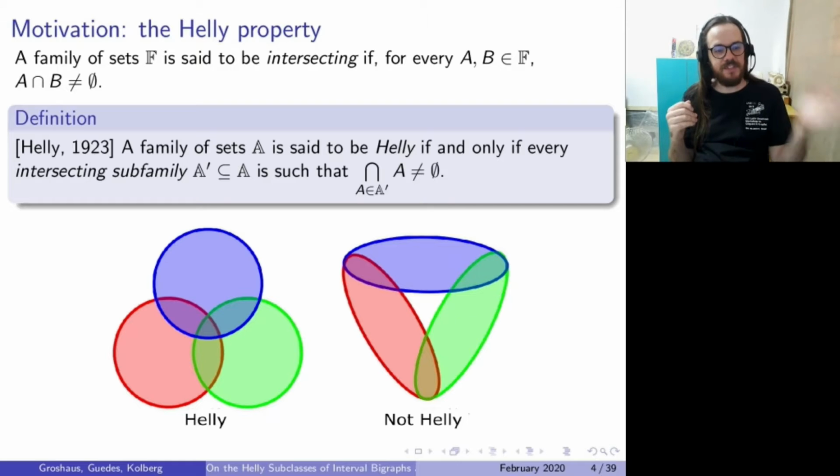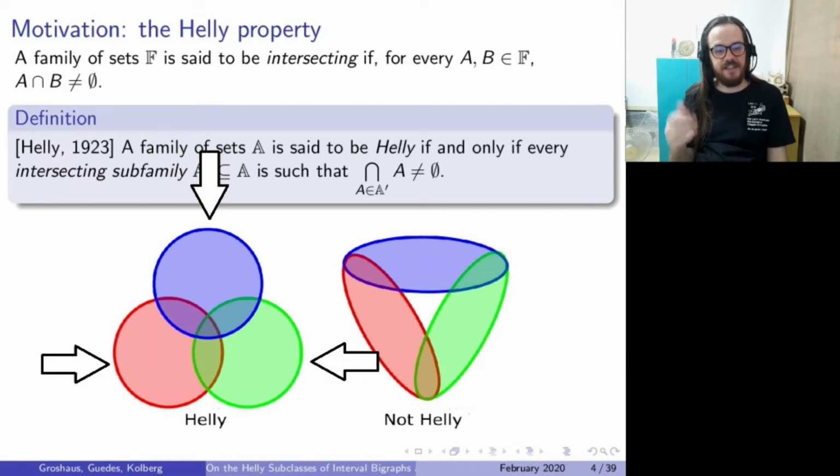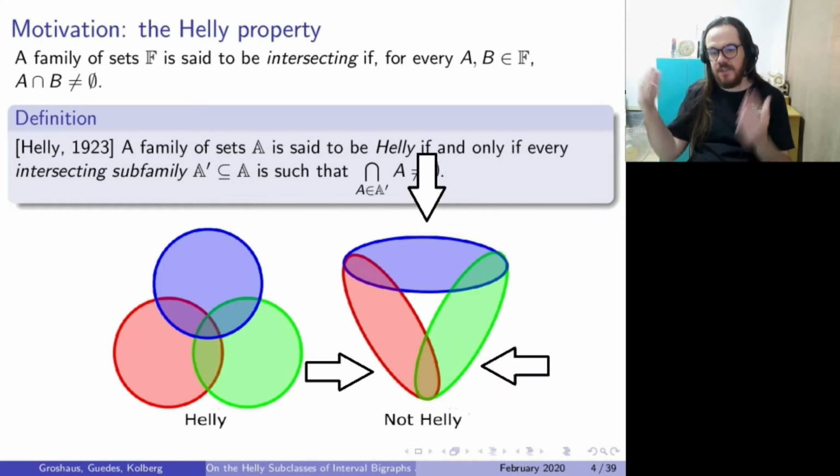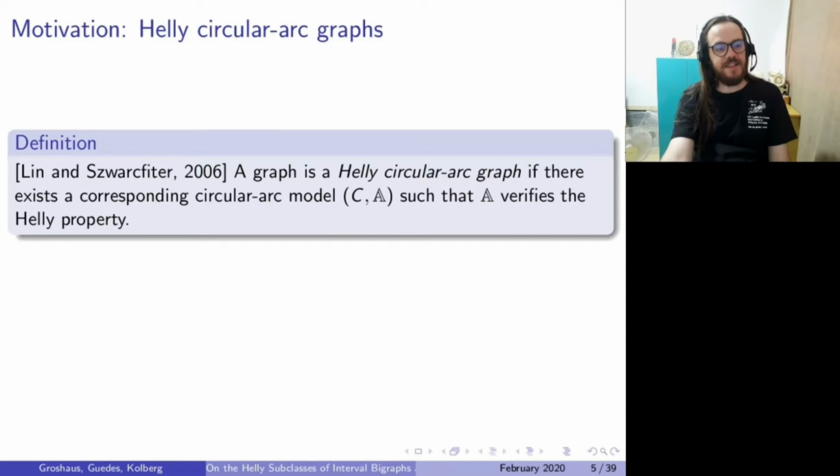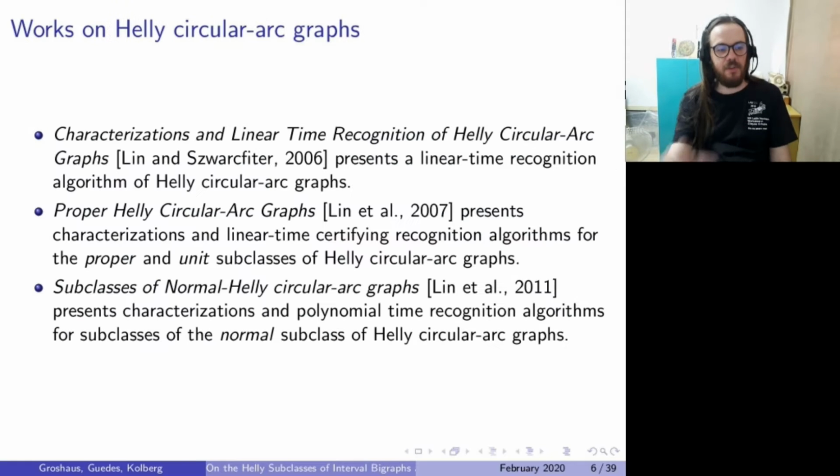To the left we see a Helly family. As you can see, these three sets intersect each other and there's a common intersection in the middle, and to the right we see a non-Helly family. As you can see, the sets are pairwise intersecting, but there is no common intersection. The Helly property is used to define Helly circular arc graphs. A graph is a Helly circular arc graph if it admits a model CA such that A verifies the Helly property. Without going into too much detail, here we show a sample of works that exist on Helly circular arc graphs.